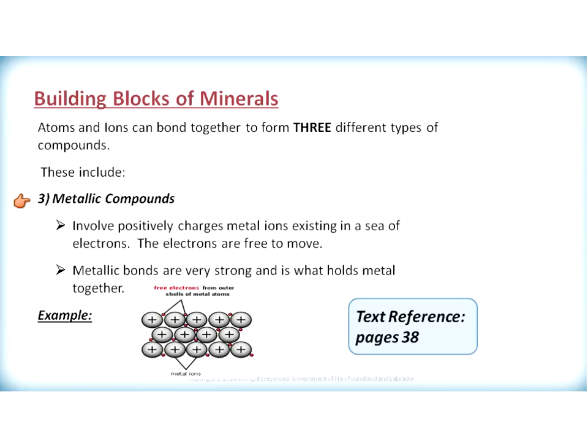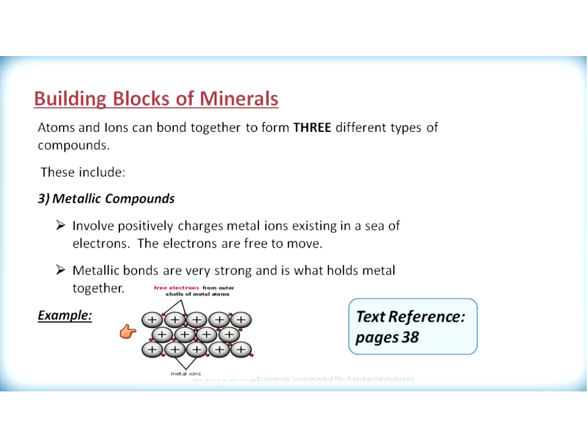The third type of compound that forms is called metallic compounds. The formation of metallic compounds involves positively charged metal ions existing in a sea of electrons, where the electrons are free to move from atom to atom. Metallic bonds are very strong and are what hold metals together.